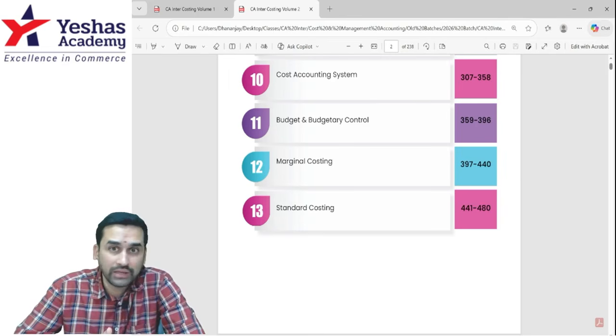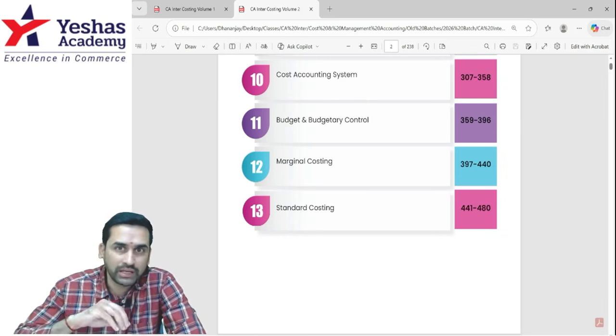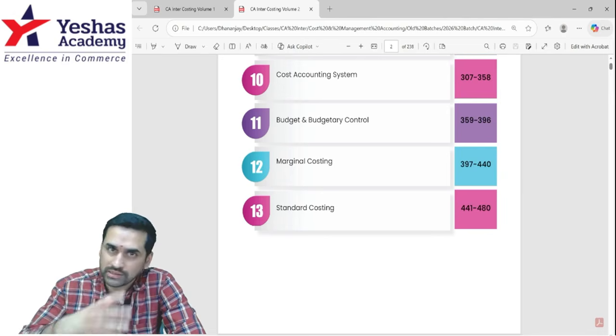There are too many things. And what is budgetary control itself can be a theory question. Theory of budget topic has to be studied with little extra seriousness.